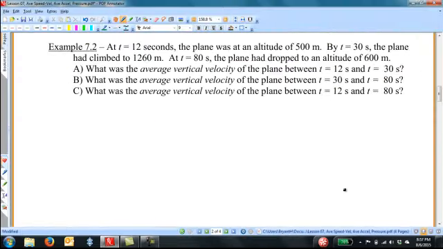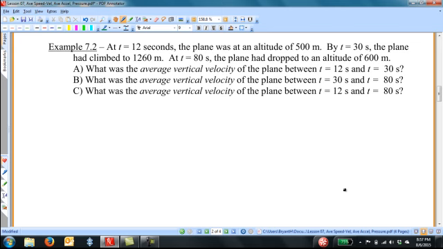Example 7.2. At t equals 12 seconds, the plane was at an altitude of 500 meters. By t equals 30 seconds, the plane had climbed to 1,260 meters. At t equals 80 seconds, the plane had dropped to an altitude of 600 meters. A, what was the average vertical velocity of the plane between t equals 12 and t equals 30 seconds? B, what was the average vertical velocity of the plane between t equals 30 and t equals 80 seconds? And C, what was the average vertical velocity of the plane between t equals 12 seconds and t equals 80 seconds?